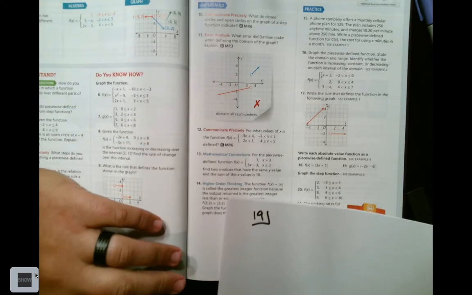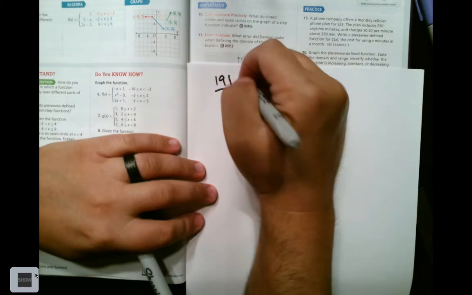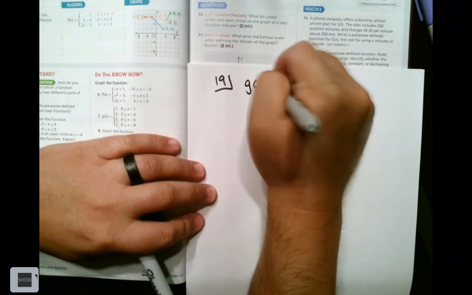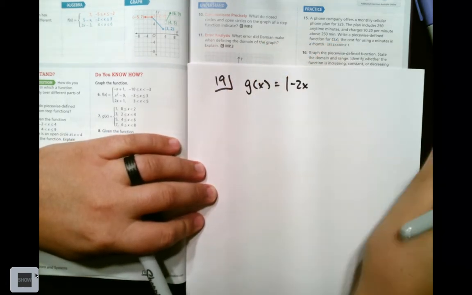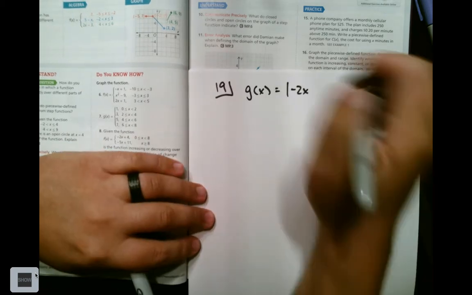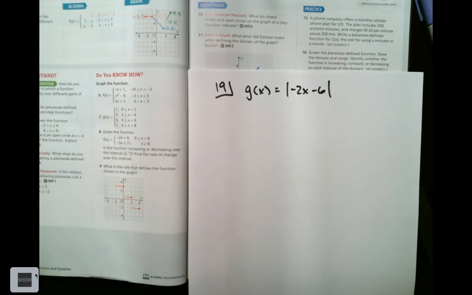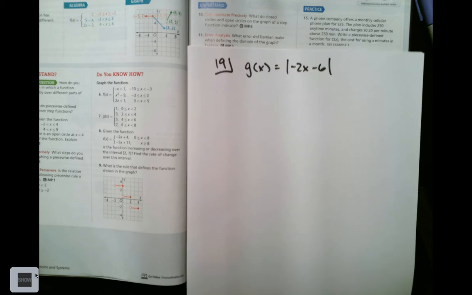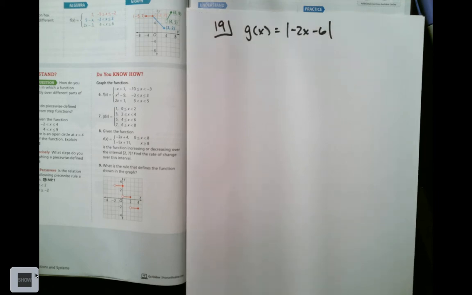19. g of x equals absolute value of negative 2x minus 6. Okay. So there's my function. The first thing I need to do is find that vertex. Remember, we were just referencing that. That vertex is where that function splits. That absolute value function is going to split at that point. So we want to find what that vertex is.